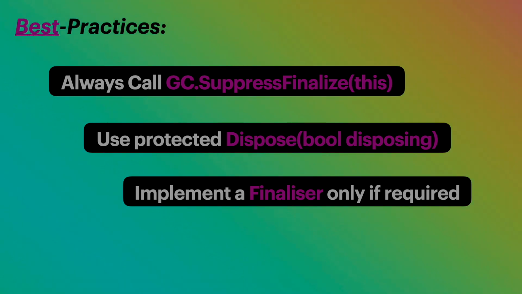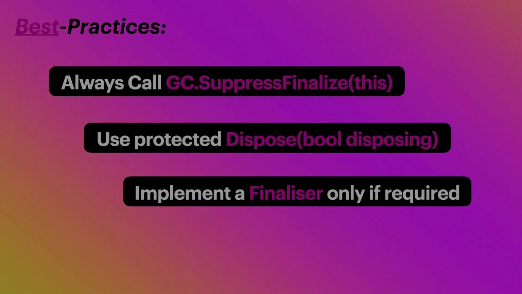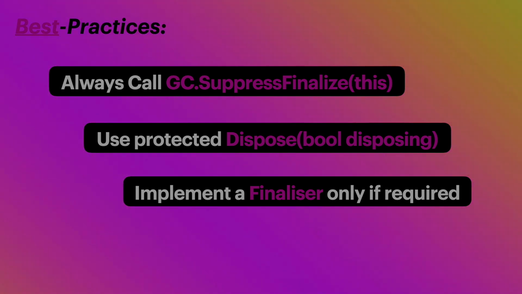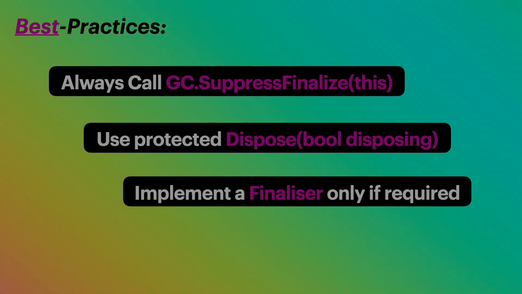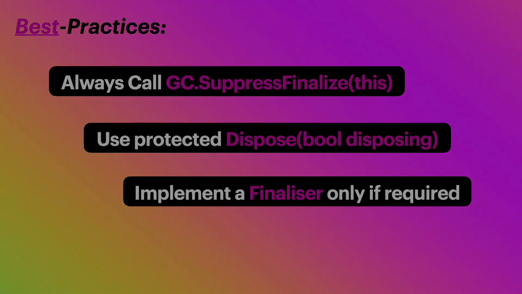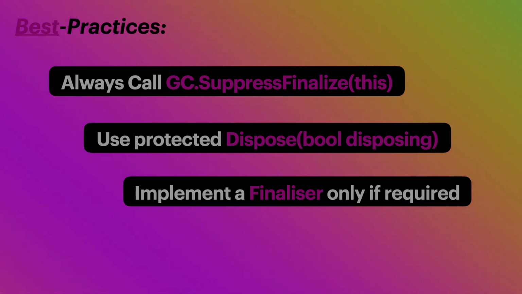So let's get to the best practices. What best practices should we use for the disposable pattern? The first is to always call GC.SuppressFinalize(this) with the current object. It is used in Dispose. This prevents the finalizer from being called if the object has already been disposed of. By doing it, you can save precious memory resources, and your system will be faster.